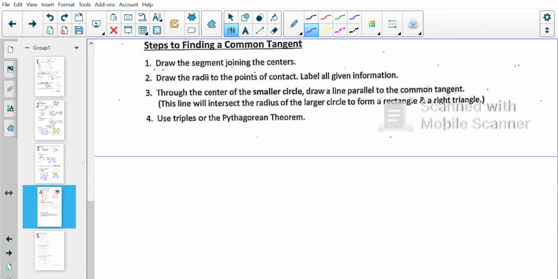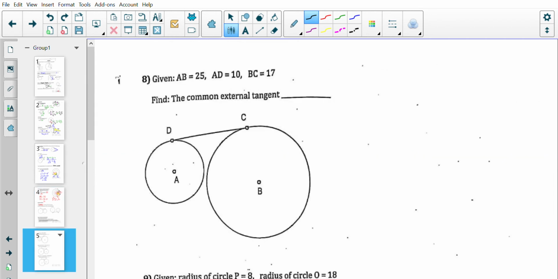Now here's what's so important. Through the center of the smaller circle, draw a line parallel to the common tangent. This line will intersect the radius of the larger circle to form a rectangle and a right triangle. Use a triple or Pythagorean theorem to solve. All right, I'm going to go through these steps again as we actually go through the problem.